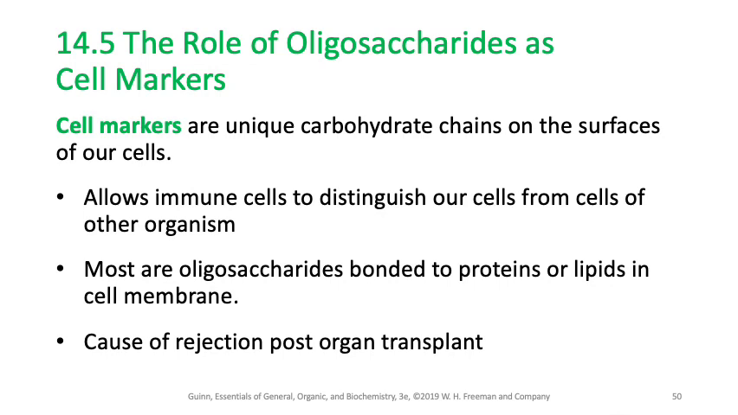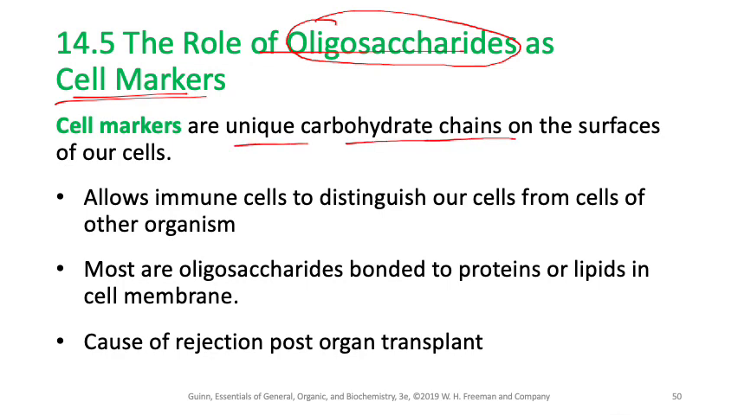Now let's go to our last topic from this PowerPoint, which is the role of oligosaccharides as cell markers. We already talked about what oligosaccharides are. It is a combination of a few monosaccharide units together that make up the oligosaccharide, and it can be used as a cell marker. So what is a cell marker? A cell marker is a unique carbohydrate chain on the surface of our cell.